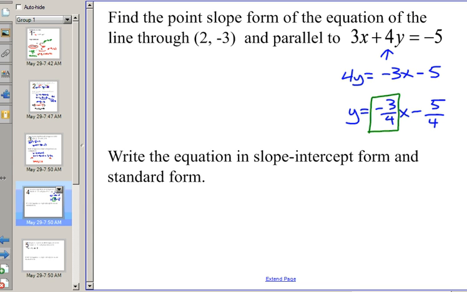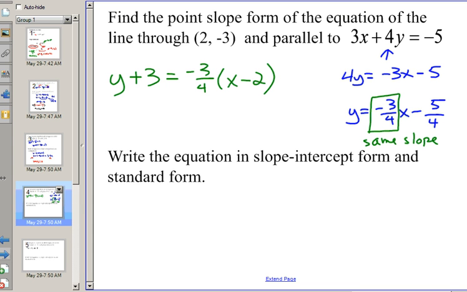So I need to have the same slope as this line. And when I come up here, I can use my point, y minus y1, which is y plus 3, is my slope, -3/4 x minus 2. There's my point slope form. Again, put it in slope-intercept form, standard form.